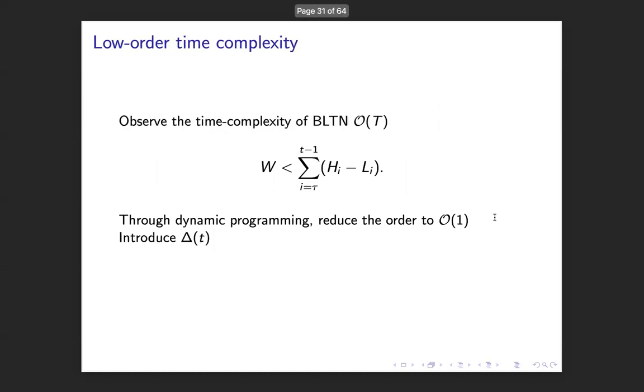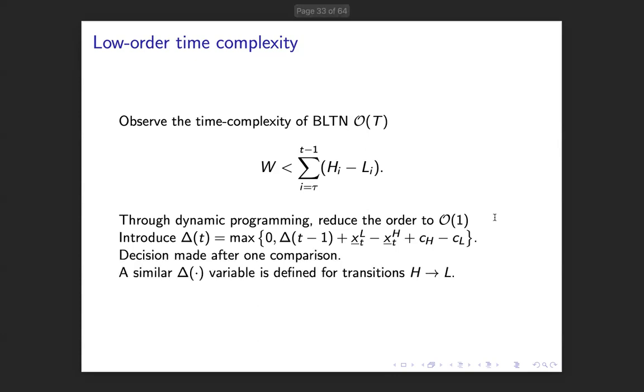This calls for the introduction of a new variable, delta t. We define it as follows, and we evaluate delta t for each time instant t. After one comparison, we can make a decision. It's equivalent to evaluating this analytical expression. A similar delta t variable can be defined for transitions from H to L.